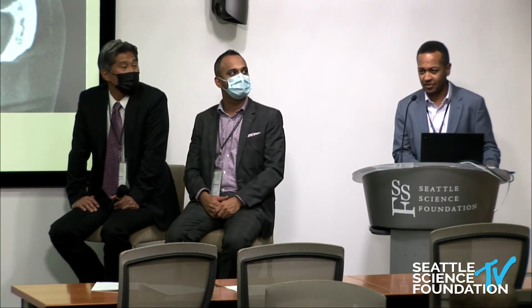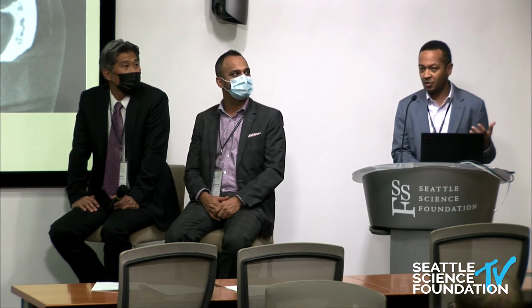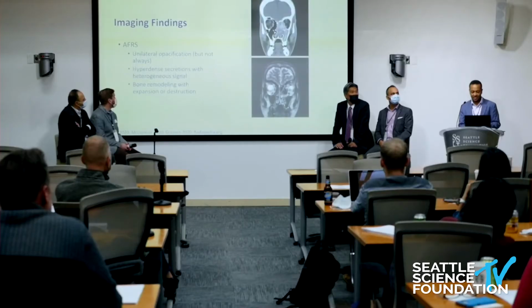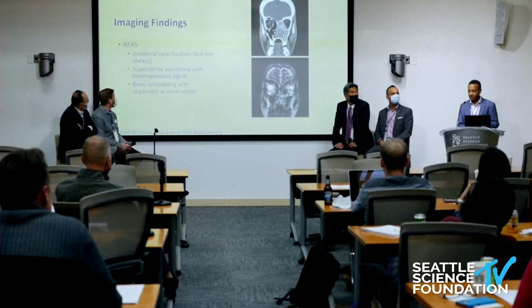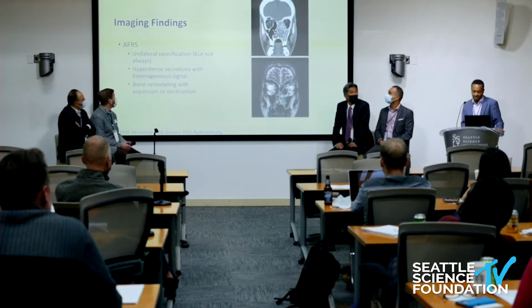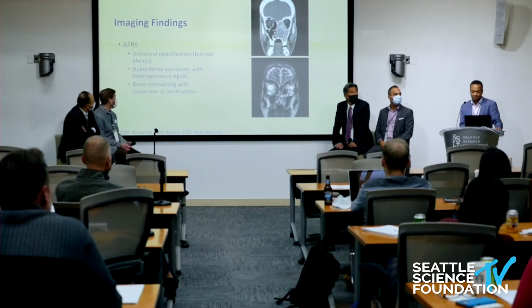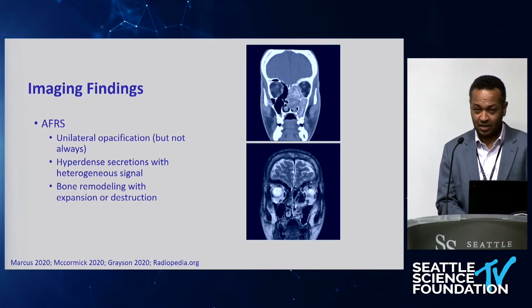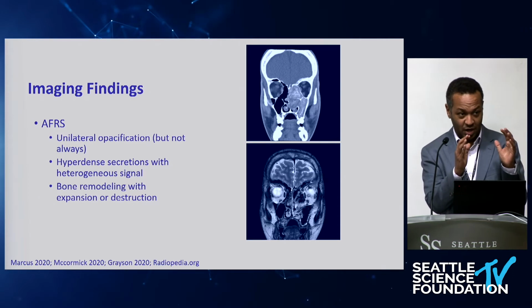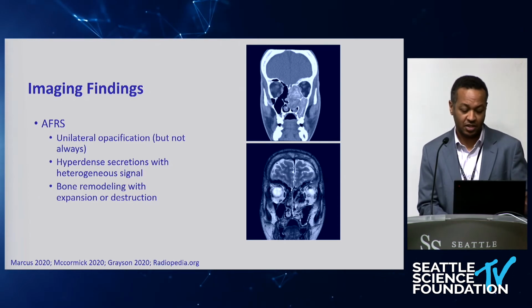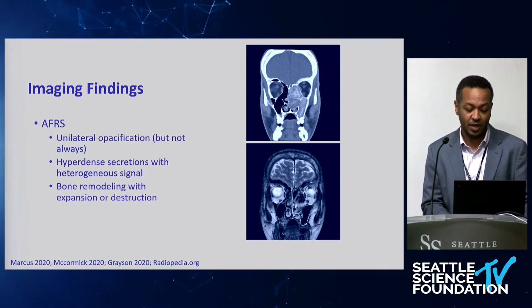So just to summarize, eosinophilic CRS findings, often it's a bilateral pan-sinus opacification with either subtotal or total opacification of your sinuses. There can be some bony remodeling, neo-osteogenesis. AFRS is very different on CT. You can see that above. You get the signal heterogeneity from the hyperdense secretions and bony remodeling as well. And that can include expansion of the bone, but it can also include dissolution or dehiscence of the bone as well.